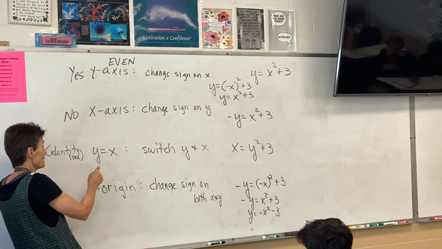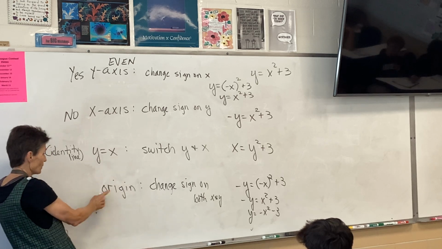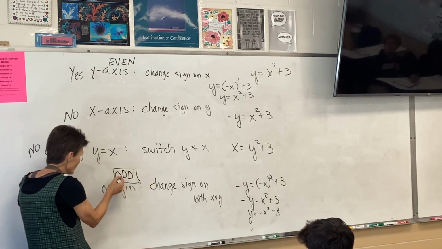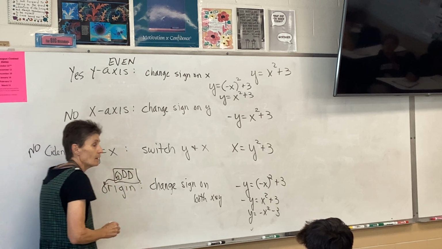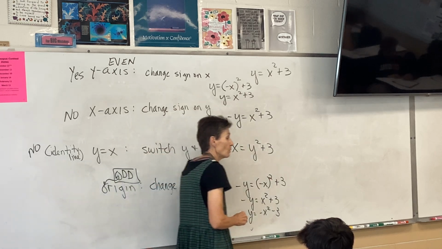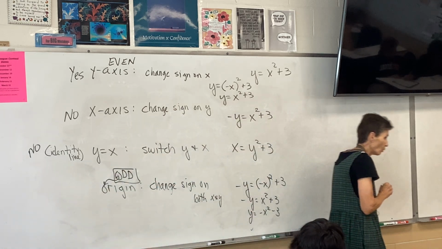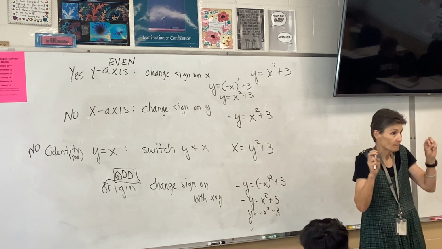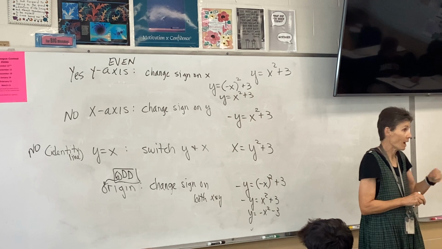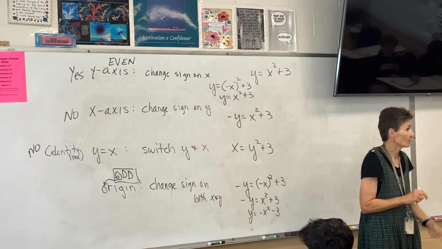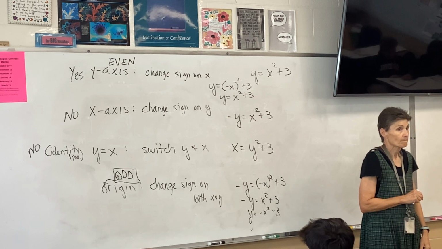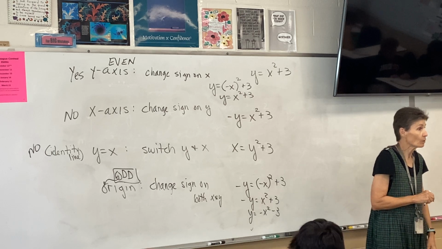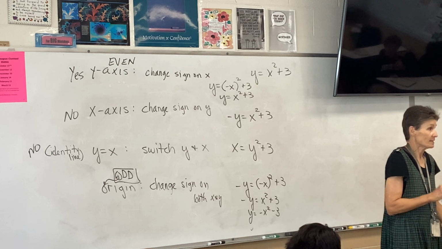The test for oddness, origin. This is the test to be odd. And I always remember that because of the O's. Odd, origin. So if you get a yes on your origin test, your function is considered odd. If you get a yes on your y-axis test, it is considered even. Okay? And then if you don't get a yes for either one, then it's neither.